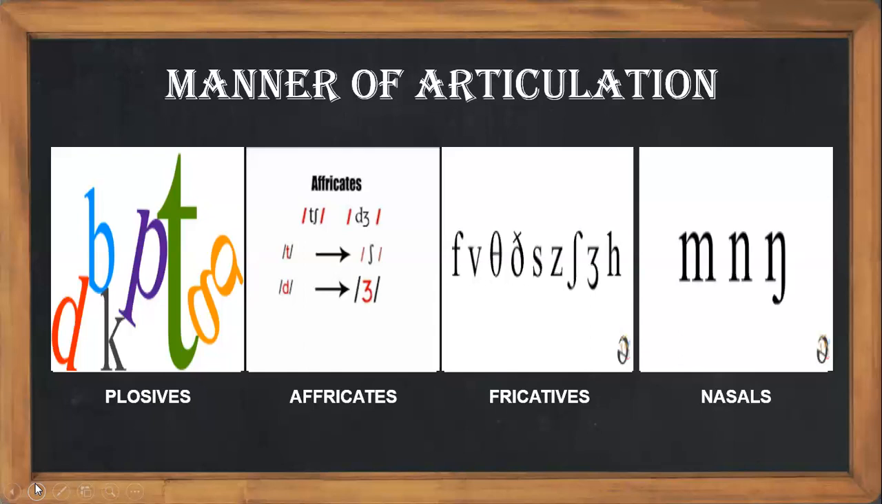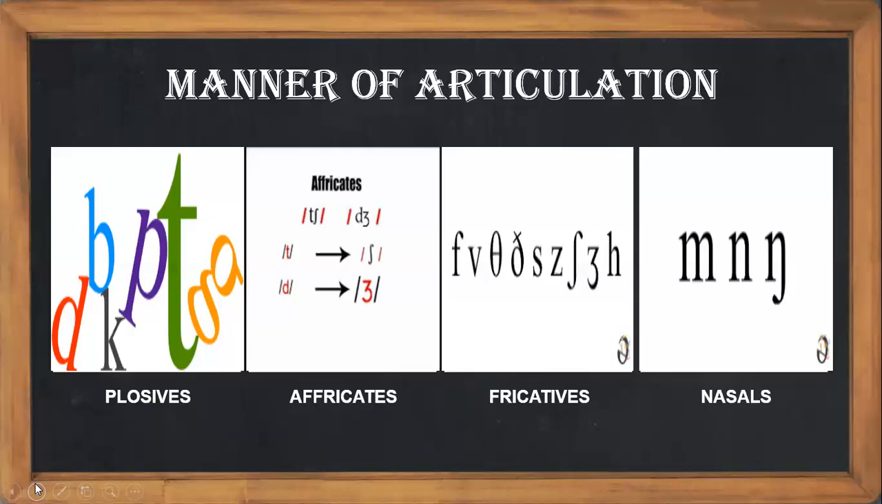The initial sounds of English words, for example, chin or jam, that means the cha sound and the ja sounds, are affricates, are consonants which are affricates. Why? There is complete closure and then there is slow release.